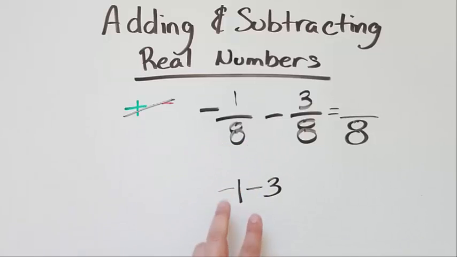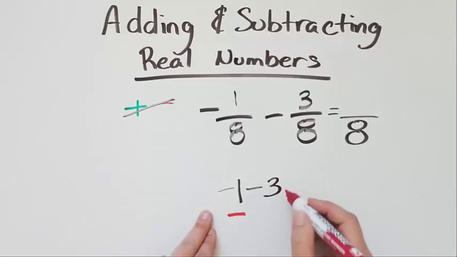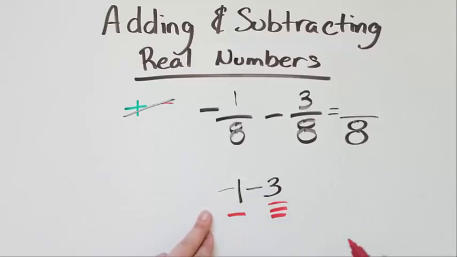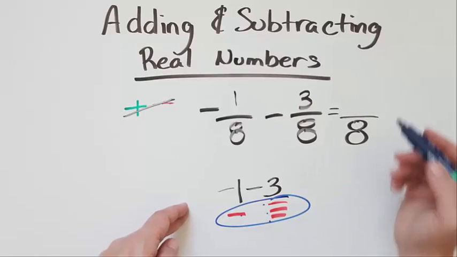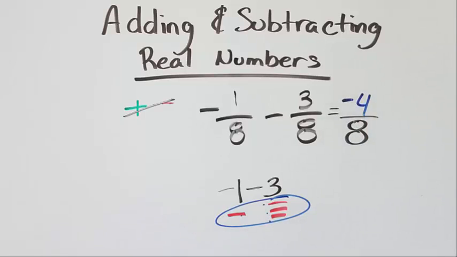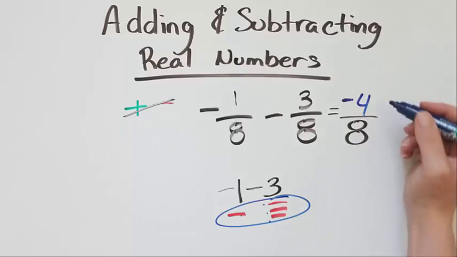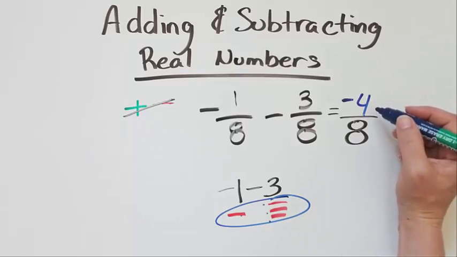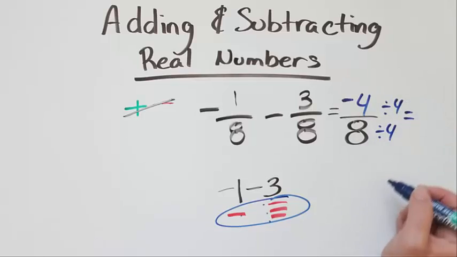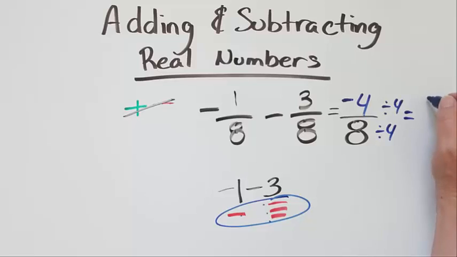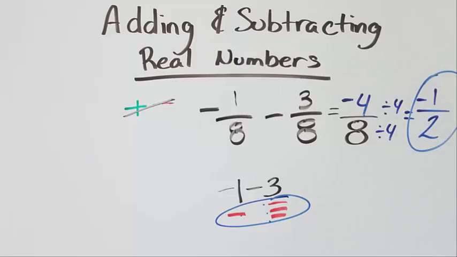So if we think about a -1 and a -3, can I pair anything up? Nothing pairs up to cancel out. So my answer is 1, 2, 3, 4. There were 4 negatives, so my answer would have been -4 in the numerator. This fraction can be simplified. Both the numerator and the denominator share a factor of 4. So I'm going to divide both the numerator and the denominator by 4. So I get a -1 over 2. So my answer is -1/2.